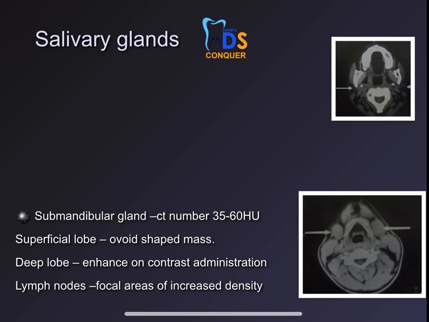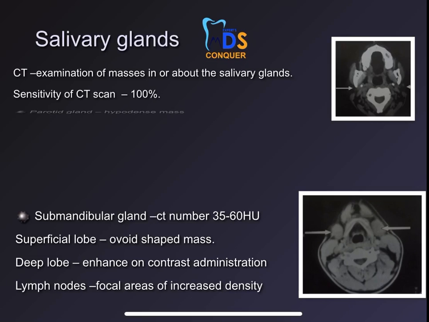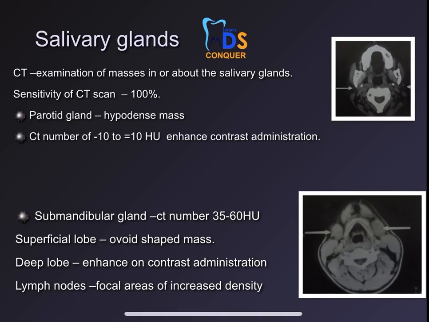Coming to the salivary glands, the submandibular gland has a CT number of 35 to 60 Hounsfield units. The superficial lobe is an ovoid shaped mass, whereas the deep lobe is enhanced on contrast administration. You have to give a contrast agent to get an enhanced view of the deep lobe, and lymph nodes show increased density. This is the submandibular gland, as shown by the arrow in the picture. The parotid gland appears hypodense, about -10 to 10 Hounsfield units, and is enhanced with contrast administration.